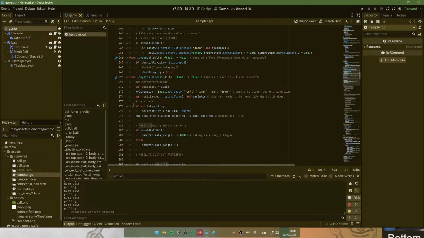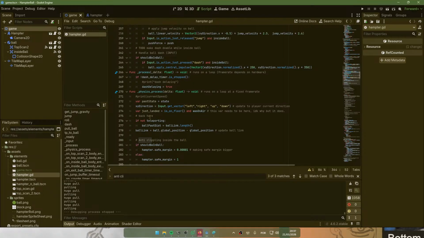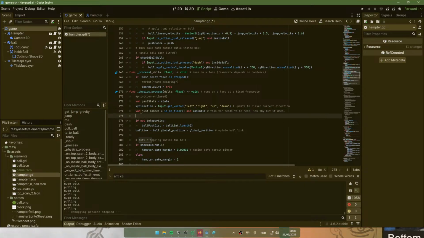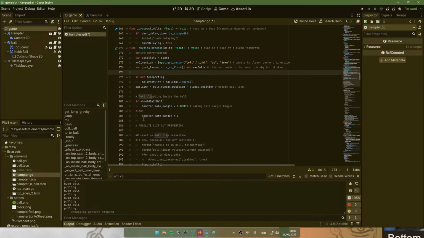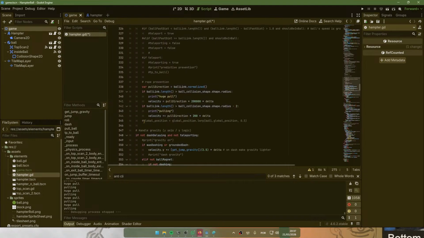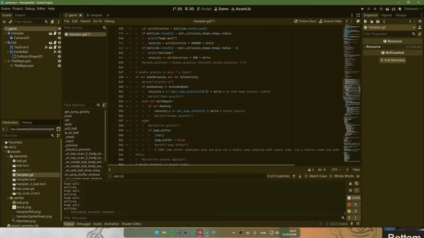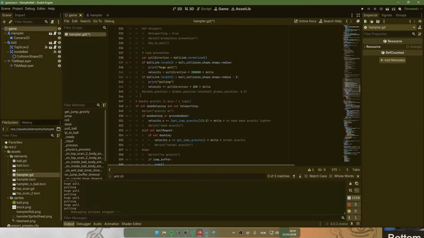Back here, not teleporting, ball pass direction, this is another thing. What the fuck is back here doing? Just landed, is on floor, was on air. What? Why do I say it just landed here? This is way at the top. Okay. Handle gravity, if not dashing and not teleporting.